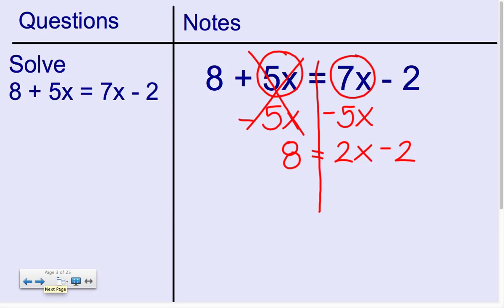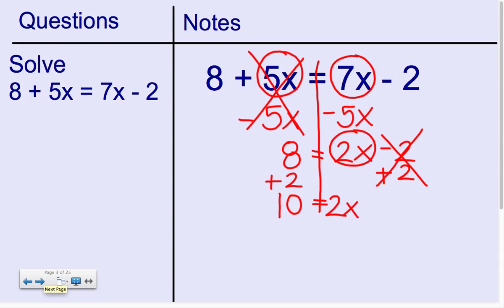Now we have a problem that you should be familiar with from 2-3. Couple and third wheel. 2x is our couple, so that means the minus 2 or negative 2 is our third wheel. So the opposite of minus 2 is plus 2. I do that to both sides. Negative 2 and 2 make 0, so I x those out. Bring down the 2x. 8 plus 2 is 10.